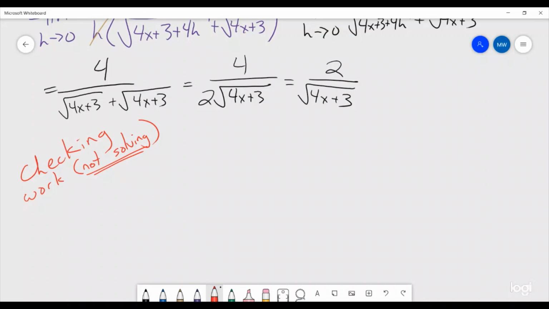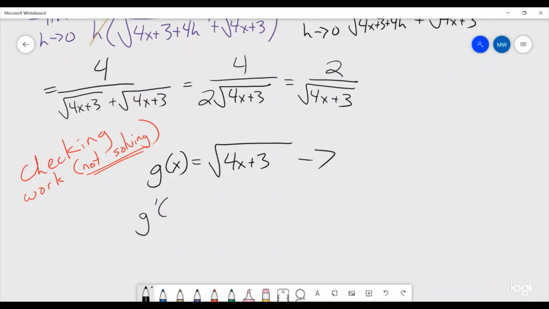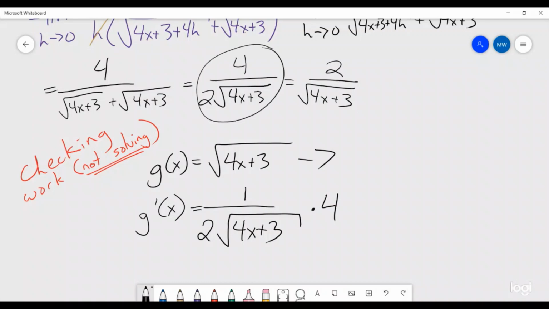But what we can do is say, because our original function was g of x is equal to the square root of 4x plus 3 minus 7, we could find g prime of x using the chain rule. We have a square root, so that's going to be 1 over 2 times the square root of the inside, 4x plus 3, multiplied by the derivative of the inside, which is just a 4. Oh, that's what we had right there. Great. We were able to do this successfully.